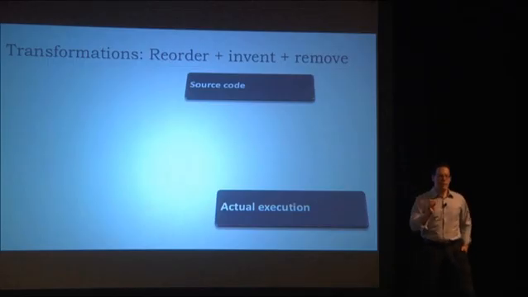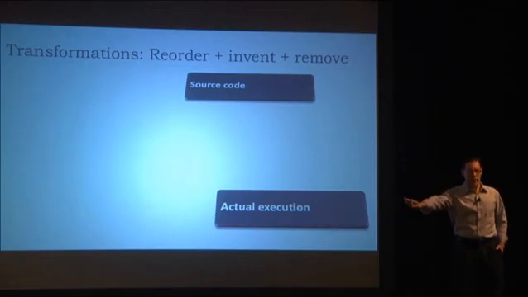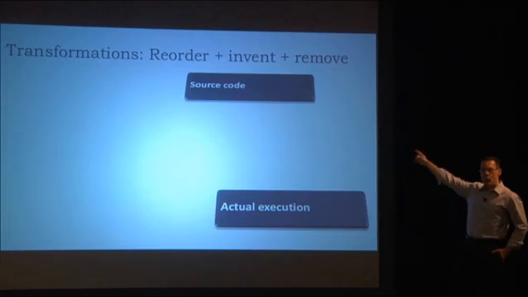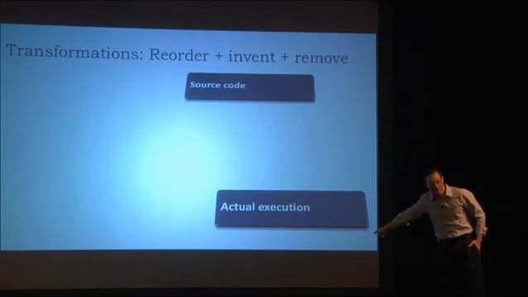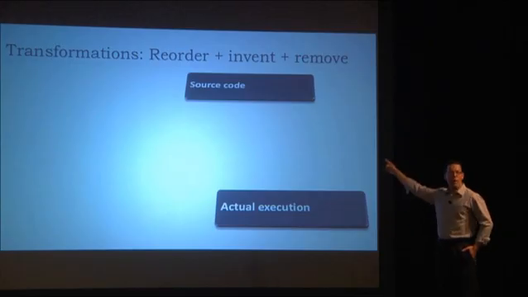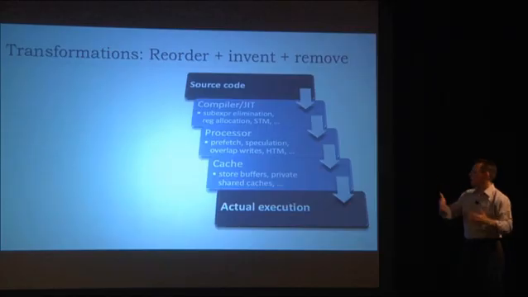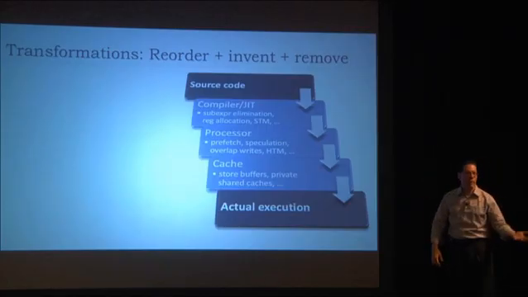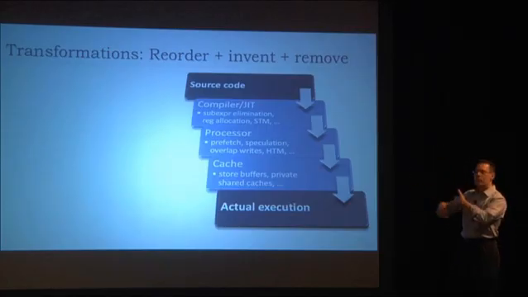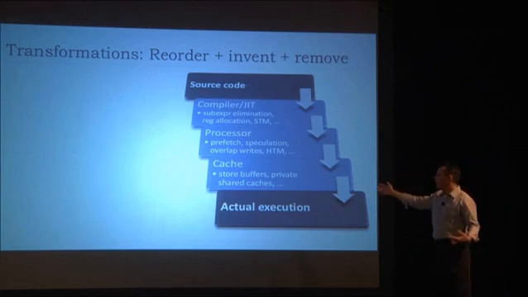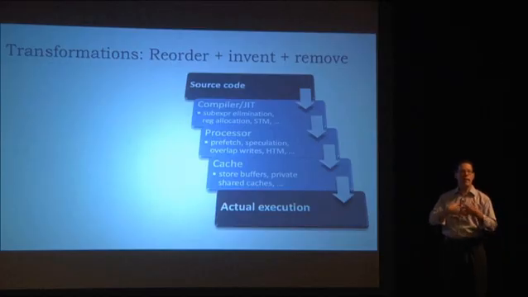One key thing to remember is that the only thing you care about is what you wrote in your source code and what actually happens. There's lots of space in between, so that the compiler may do things like common subexpression elimination, register allocation. The processor may do prefetching, may do speculation, may overlap writes. The cache system may have store buffers, private shared caches.